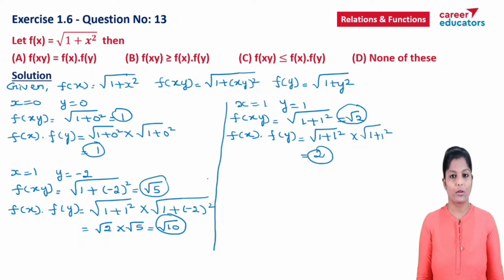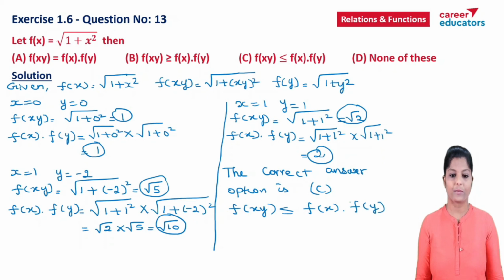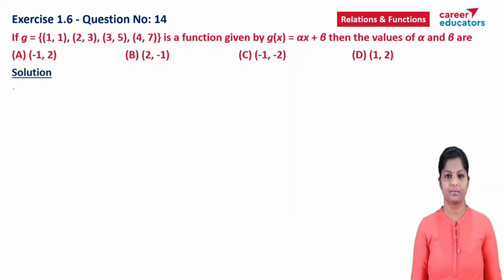So, we can conclude that for any values of x and y, the value of f of xy is less than or equal to f of x into f of y. Therefore, the correct answer option is C. f of xy is less than or equal to f of x into f of y. That's all, we have completed this problem.